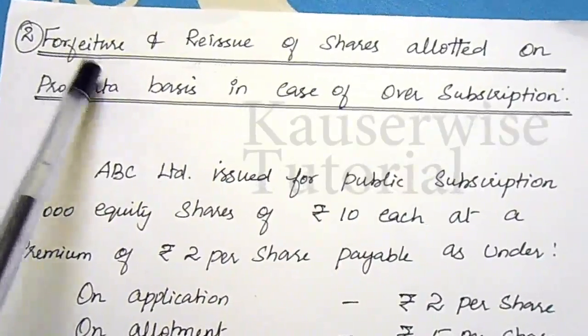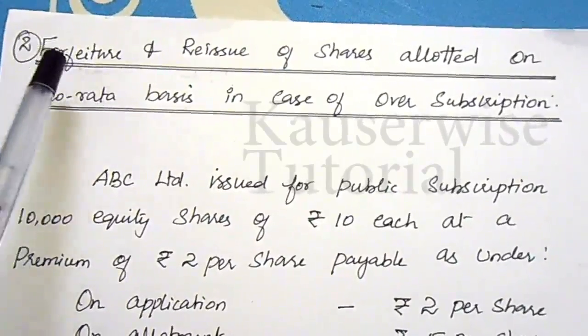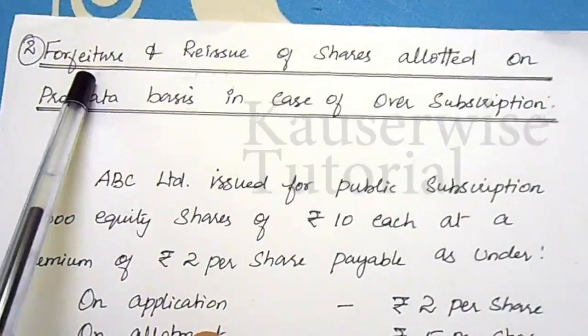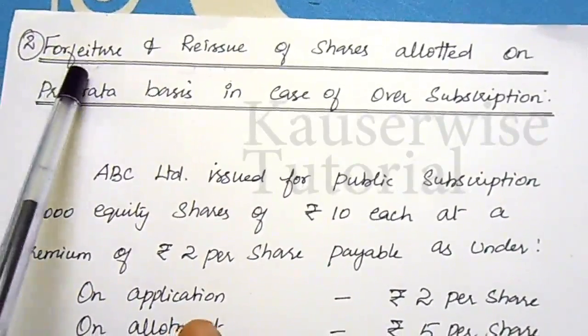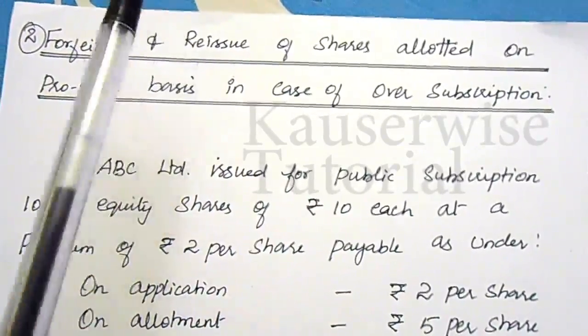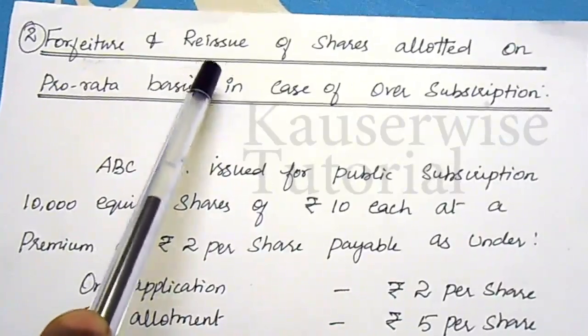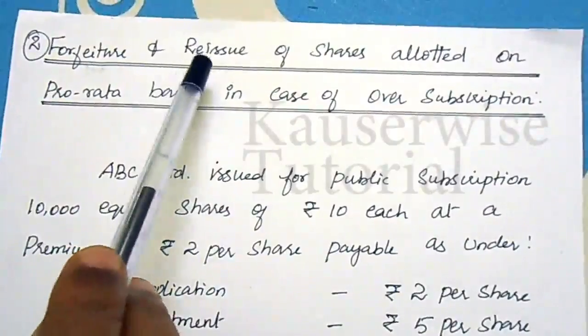Forfeiture means if the shareholder fails to pay allotment money or call money, those shares will be taken away by the company. That is, the company can seize the shares from the shareholder in case of default. This is called forfeiture. Reissue means after forfeiting the shares from the shareholder, the company has the right to reissue those shares to anyone. This is called reissue.